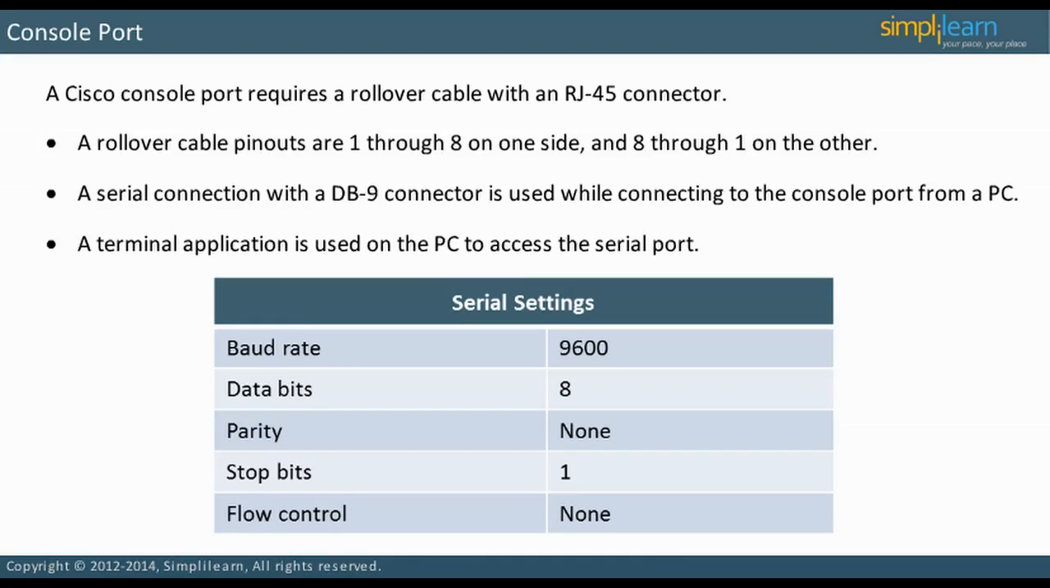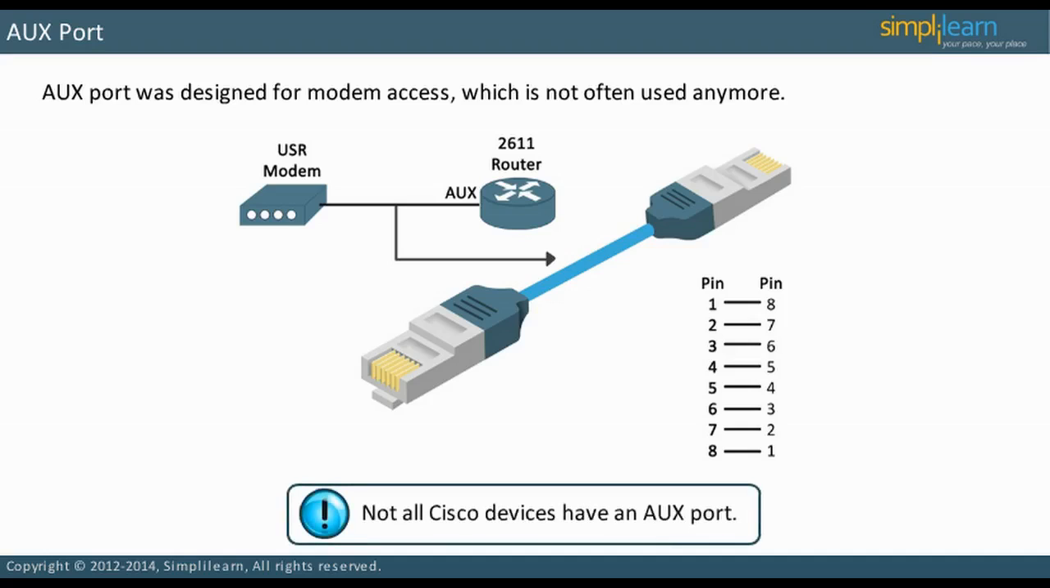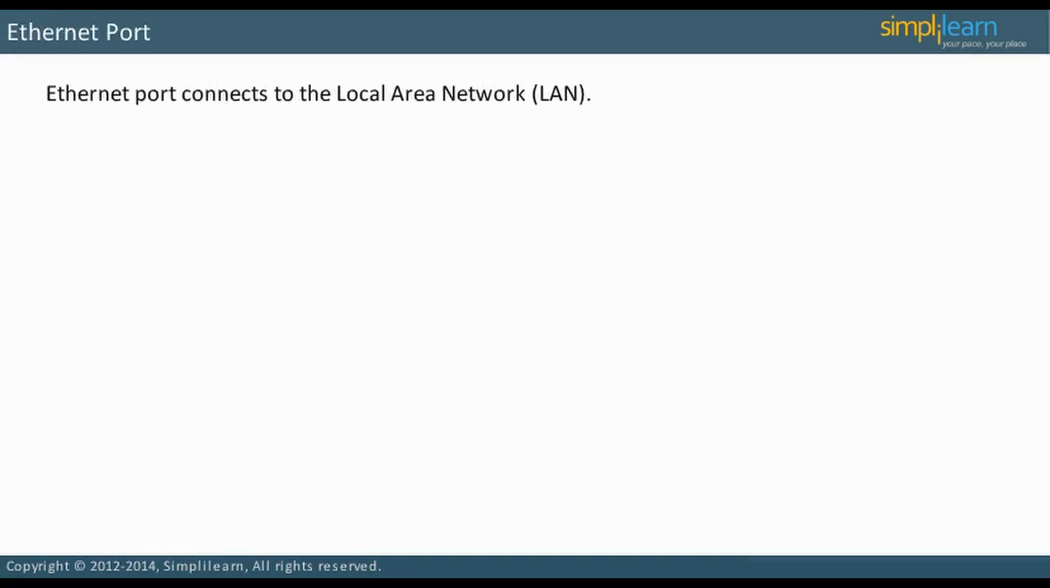Let us look at some other types of ports on Cisco devices in the next slide. The AUX port was designed for modem access, which is not used often anymore. Not all Cisco devices have an AUX port. Let us now discuss an Ethernet port in the following slide. Ethernet ports connect the device to the local area network, LAN.